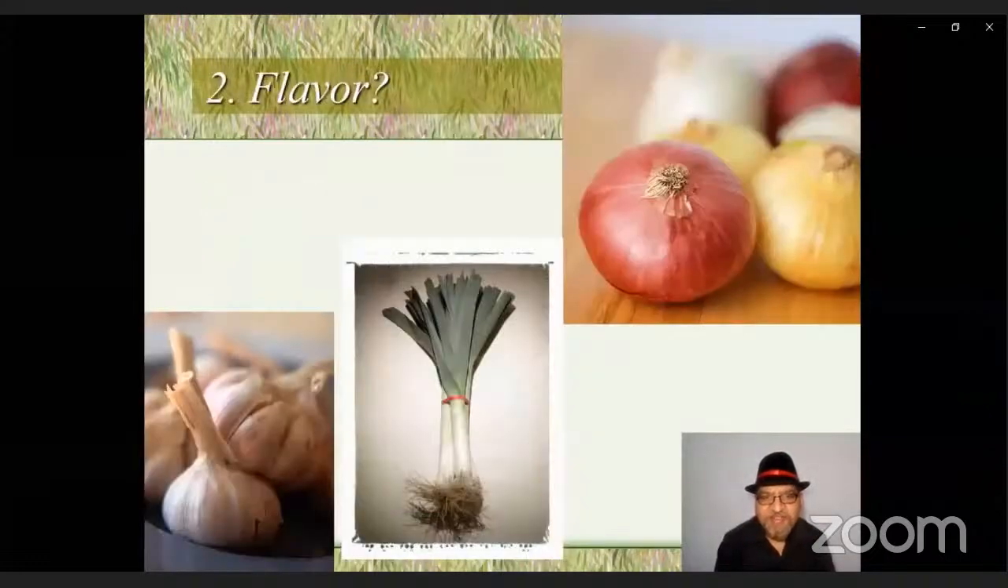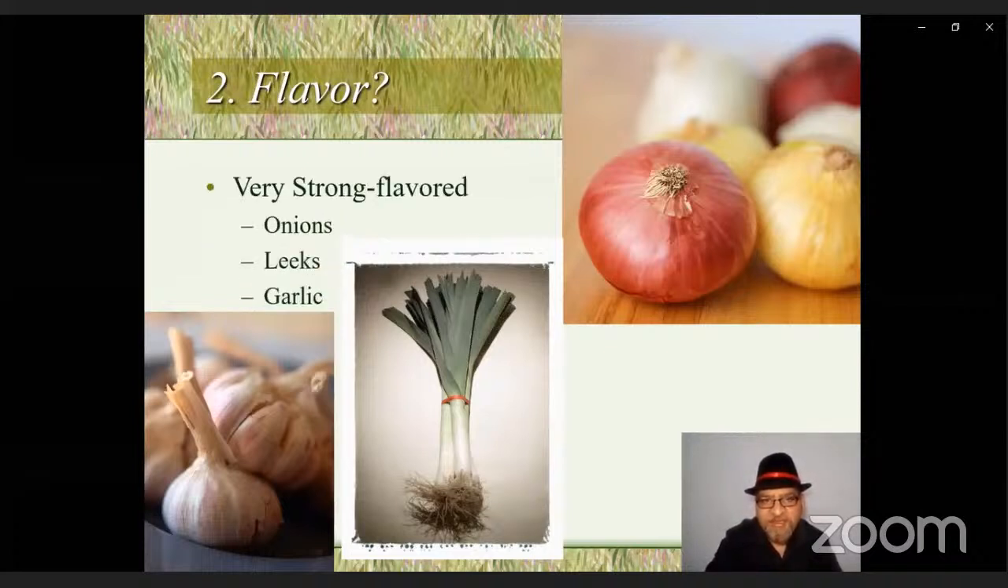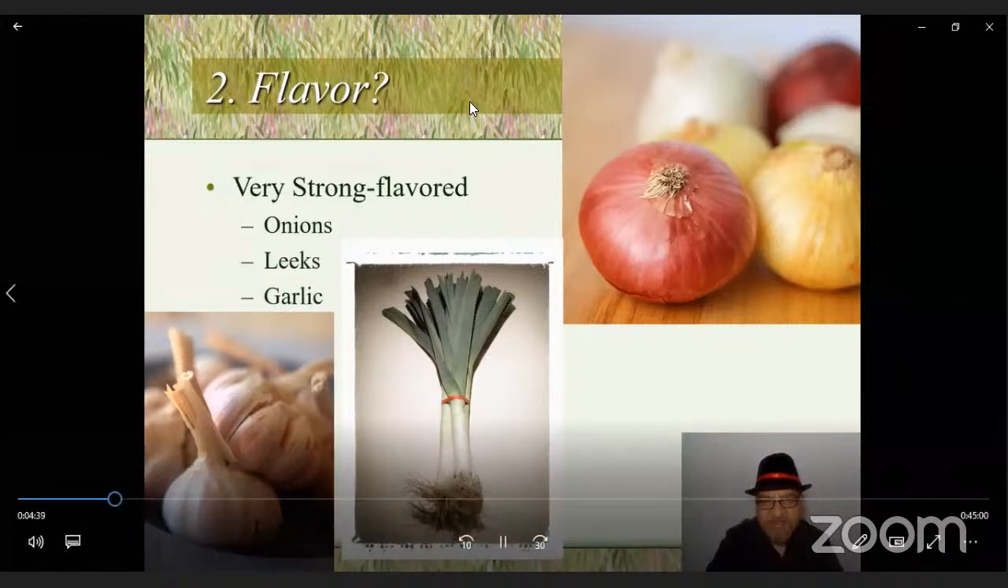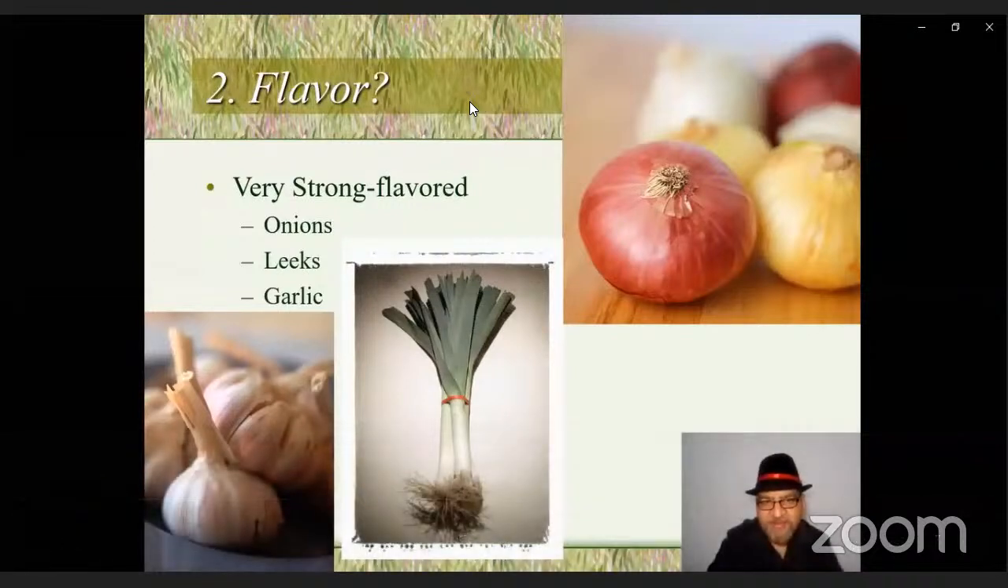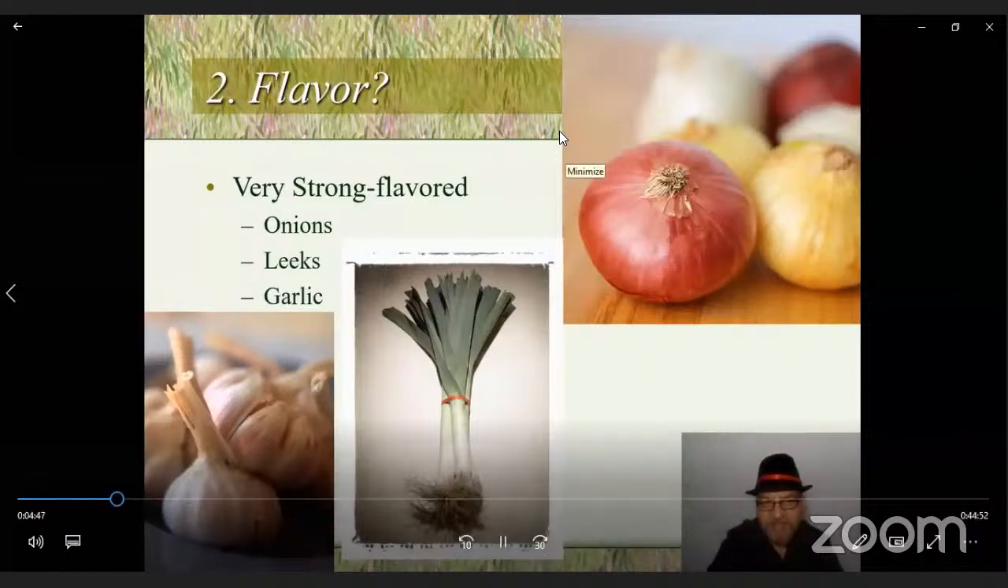The second method of classifying vegetables is according to their flavor. Different vegetables have different flavors. The strong flavored vegetables are onions, leeks, and garlic. They are very strong flavored.